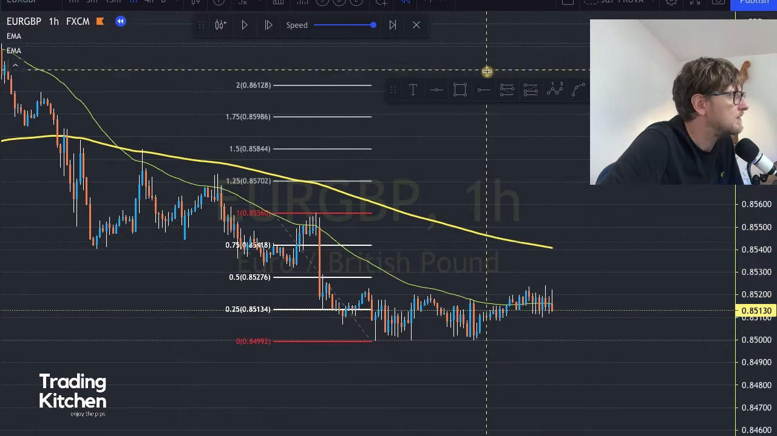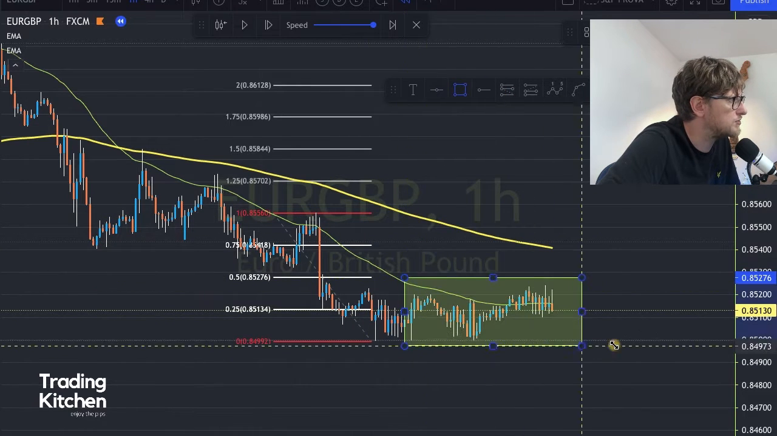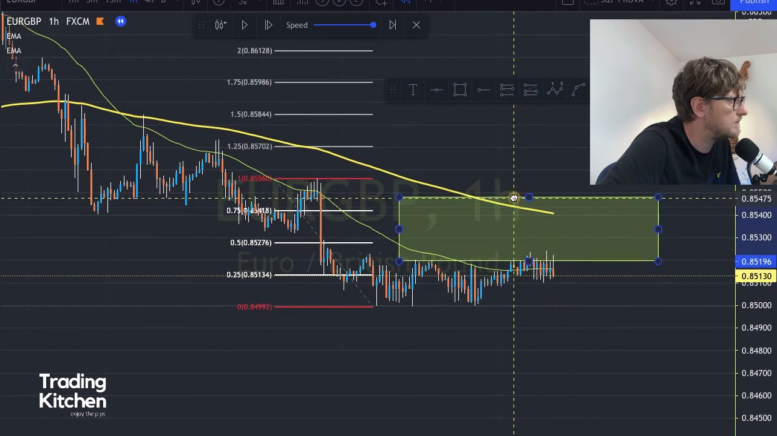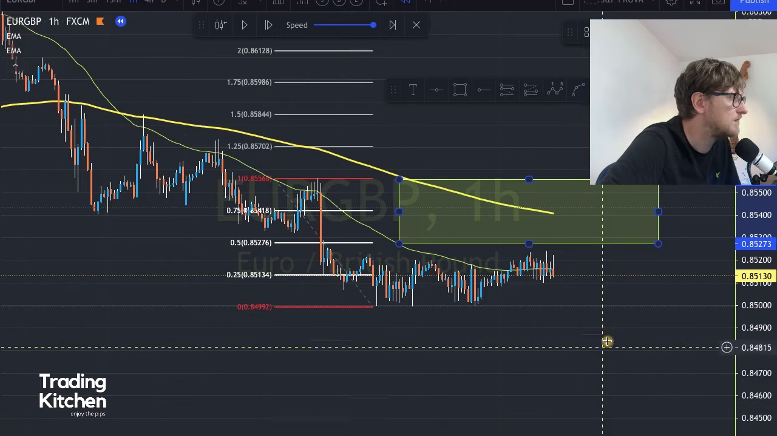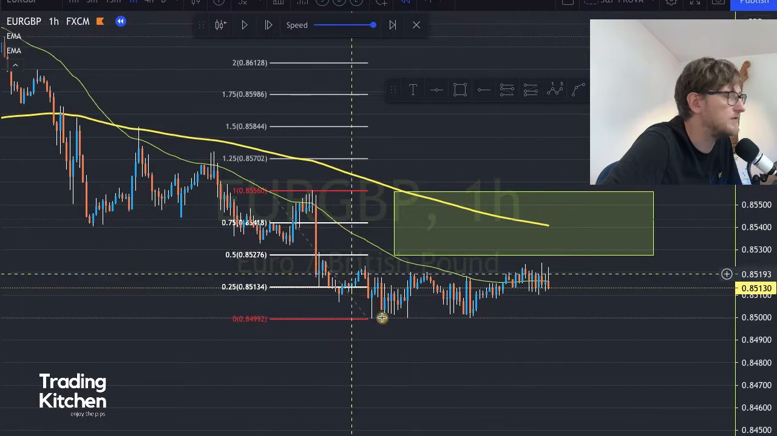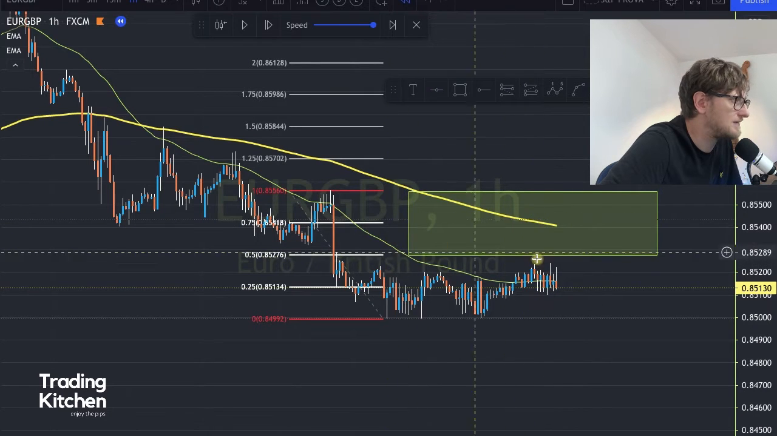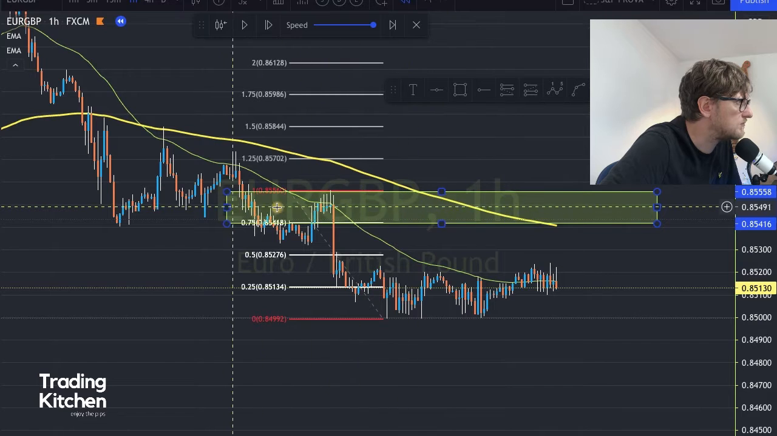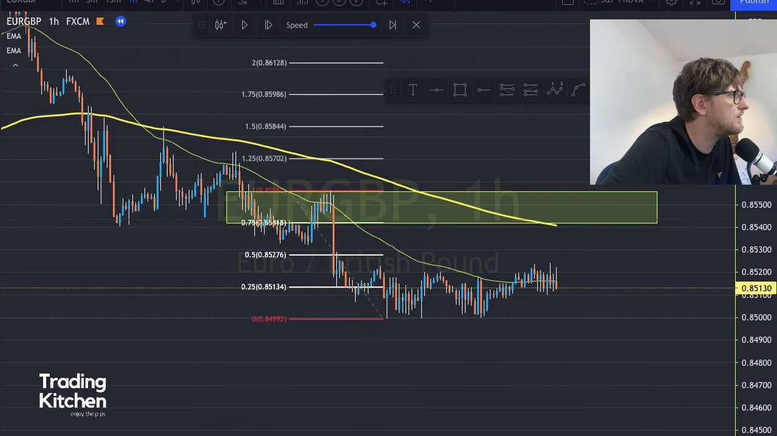So if this is the last impulse, I will never open a short here, but I will open a short here, so above the 50% of the last impulse. But it's not enough, just because I want to take all the impulse, and as you can see here, the impulse had started.